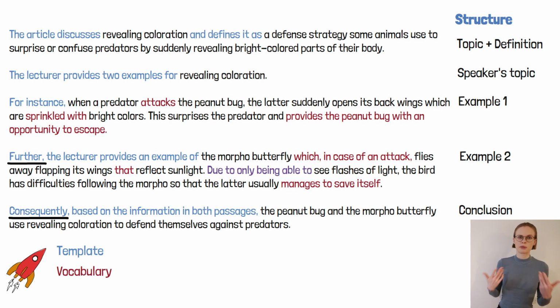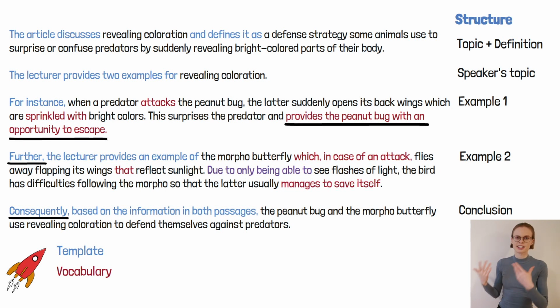For example, the passage says that the peanut bug uses revealing coloration to get away from a predator. And I said that revealing coloration provides the peanut bug with an opportunity to escape. So I say exactly the same thing as the passage. However, I do it in a different way. I do it with different vocabulary. If I say that the use of revealing coloration provides the peanut bug with an opportunity to escape, I mean that the peanut bug can get away from a predator.